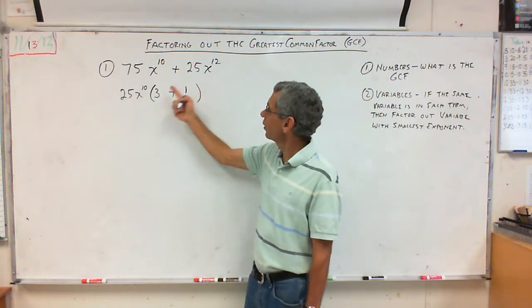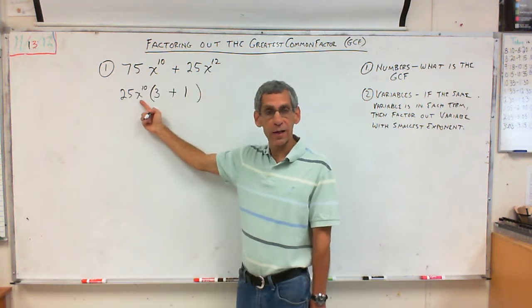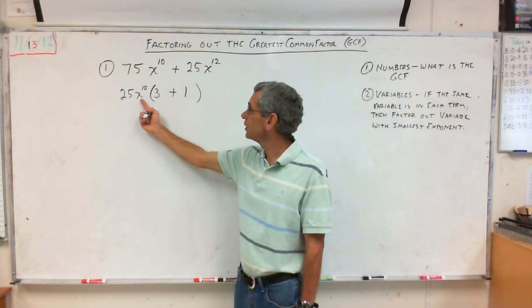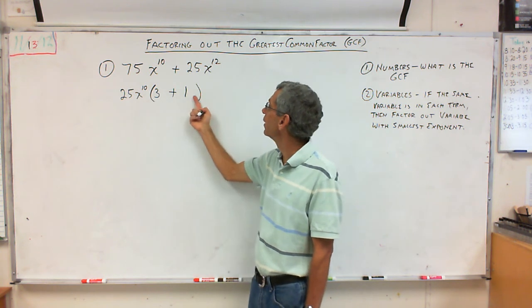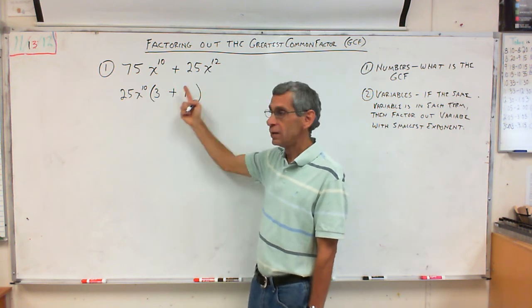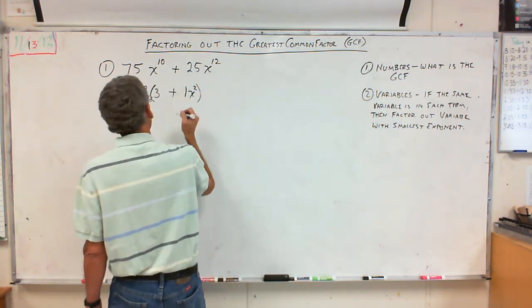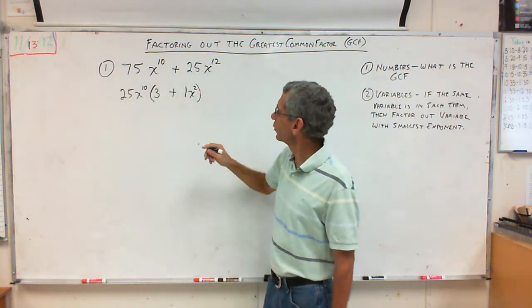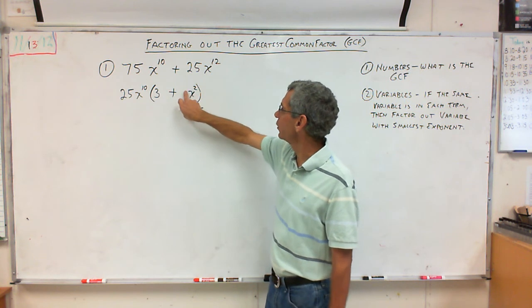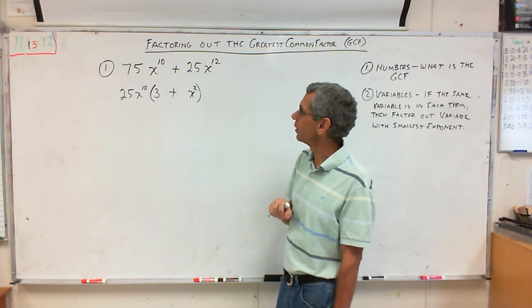And then x to the 12th divided by x to the 10th. Or another way to think about it: x to the 10th times x to the what is equal to x to the 12th? X to the 10th times x squared would equal x to the 12th. So we're done. We don't need this 1. You can have it there if you want, but you can leave it out.